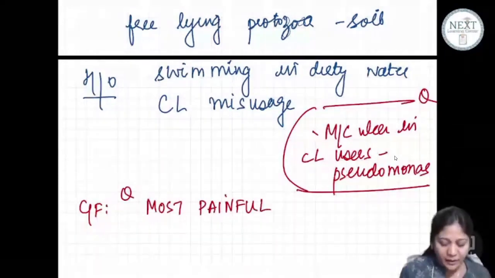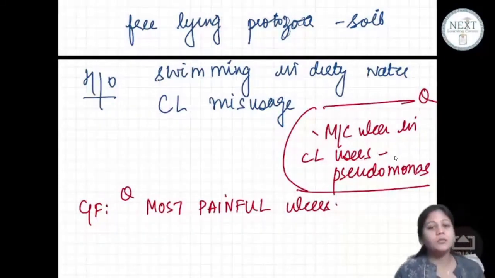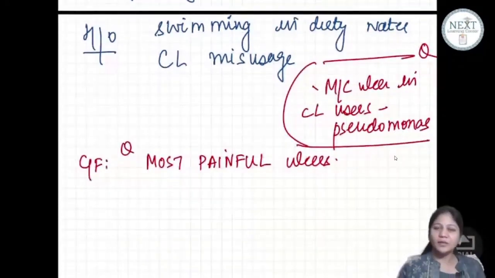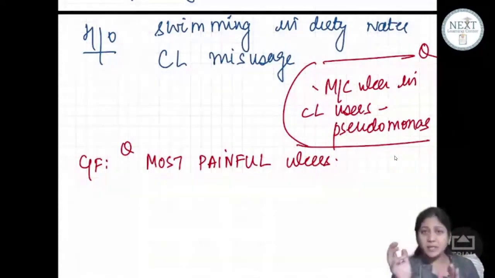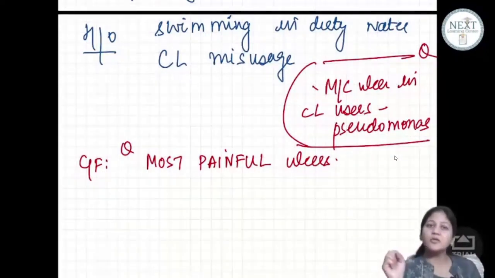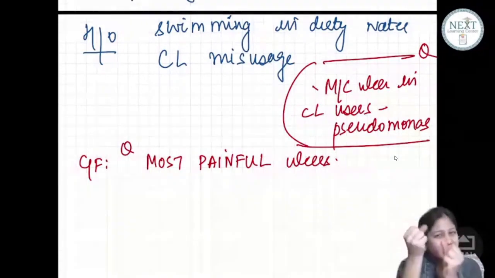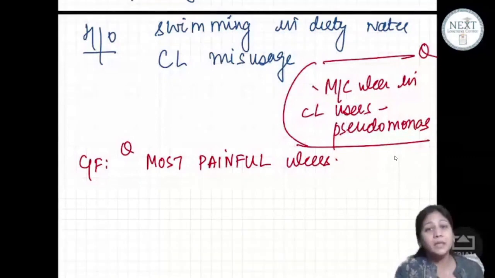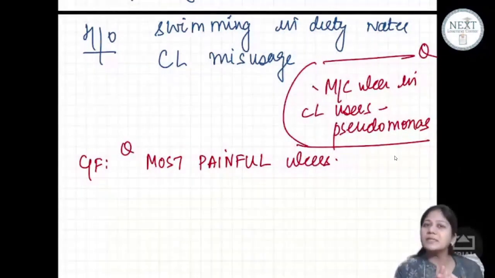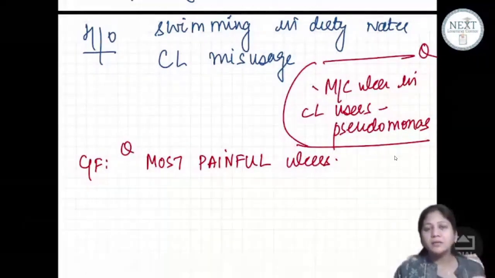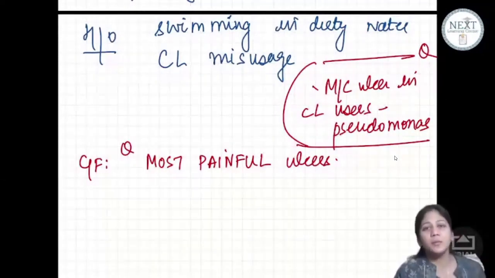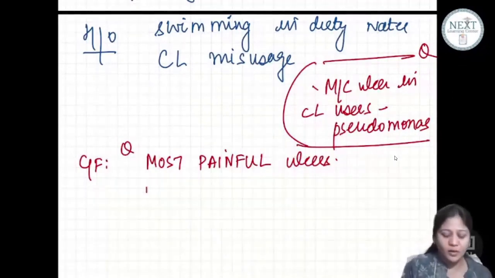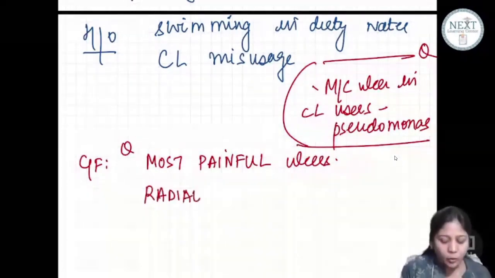Can anybody tell me why? These ulcers are the most painful ulcers? Why? Now let's go back to yesterday's class. Yesterday we discussed that the pain in a patient of corneal ulcer is because of the ciliary spasm. Do you remember? There is a ciliary spasm. But what is happening here? Apart from the ciliary spasm, the acanthamoeba directly causes the inflammation of corneal nerves. And this condition is called radial keratoneuritis.